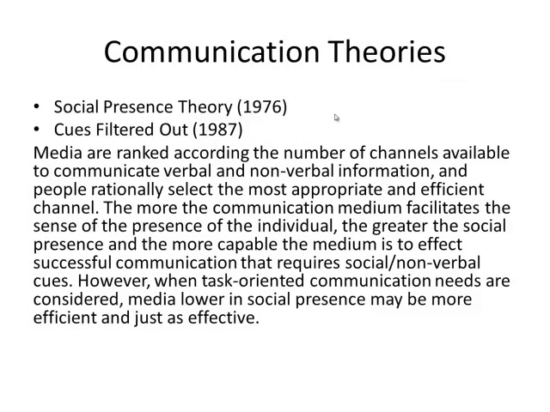And so these 2 theories rank media according to the number of channels, and by channels we just mean, well, can you see it? Can you hear it? What are your other senses telling you? Number of channels available. And people select the most appropriate and efficient channel for the purpose that they're trying to accomplish. And so communication that requires really highly equivocal decision-making, complex things, maybe relationship things, require a greater number of channels, a greater amount of verbal and nonverbal information.